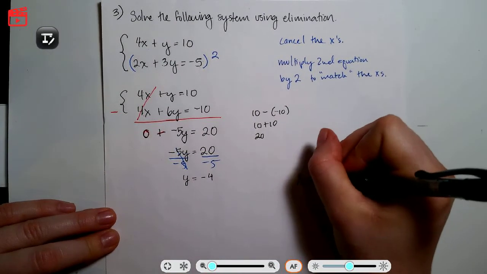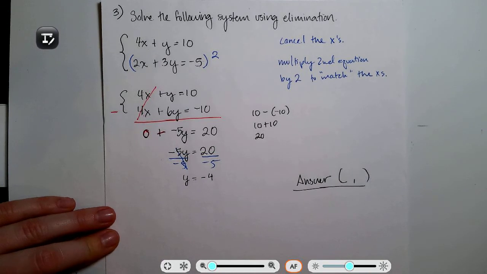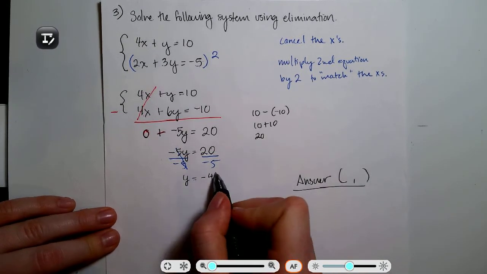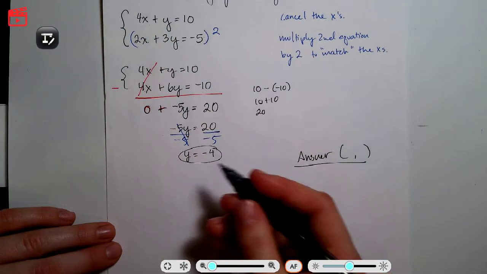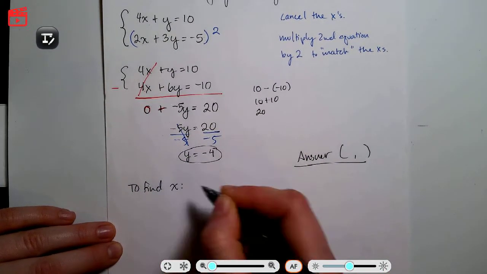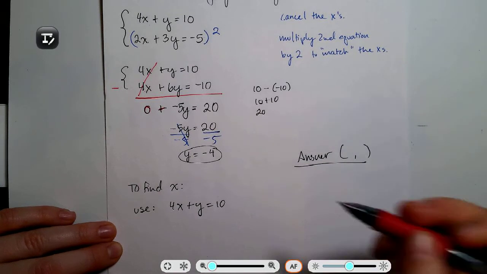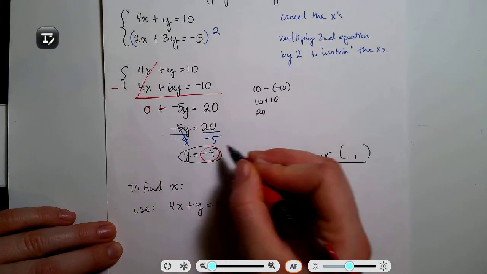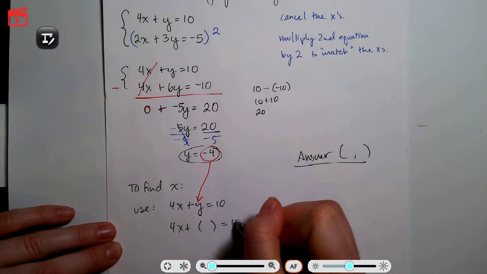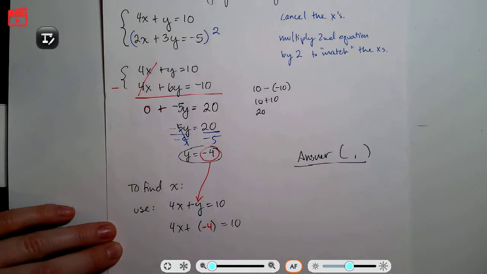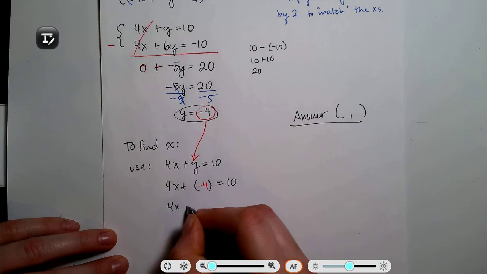Remember, our answer is a coordinate point. So I found the y. How do I find x? Remember the plan? Take this value and substitute it into one of your original equations. I'll go ahead and choose the top equation. So to find x, we're going to use the top equation, 4x plus y equals 10. And we found out that y equals negative 4. So we'll take that value and substitute it in. So 4x plus our y value, which was negative 4, then we have 4x minus 4 equals 10.